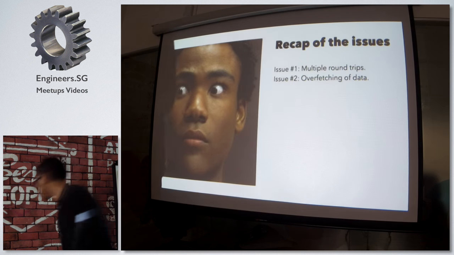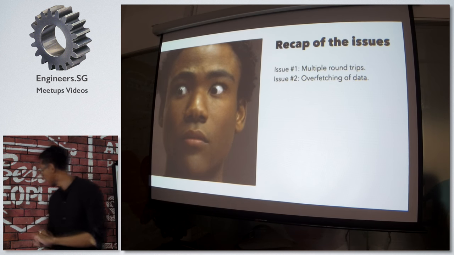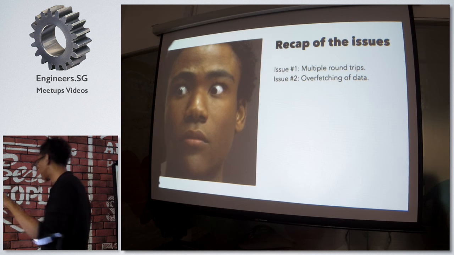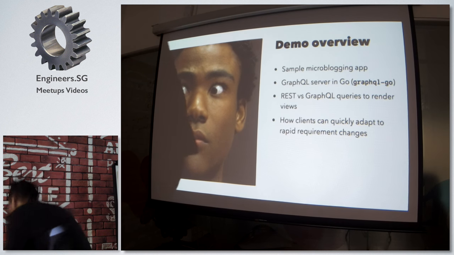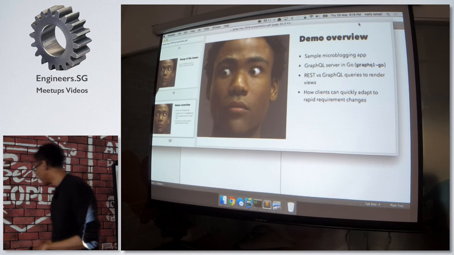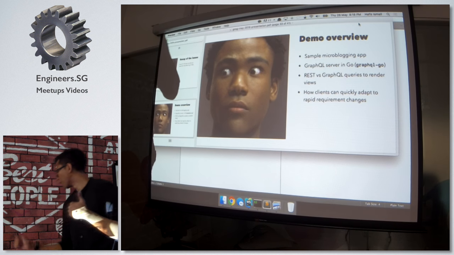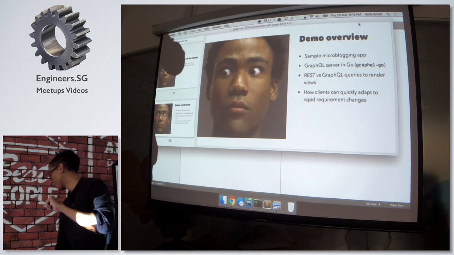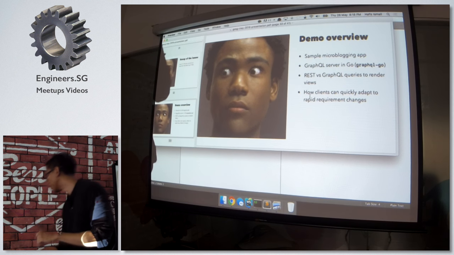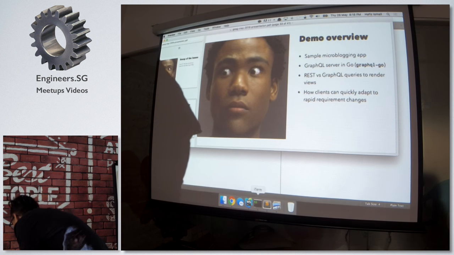It's kind of easy, and then I'm going to show a quick video. But first, let me recap the two issues that GraphQL addresses, which are multiple round trips and overfetching of data. So just keep that in mind. And so the demo, right? First, I'm going to show a simple app, similar to what I showed now, a quick GraphQL server in Go, with some queries to show the difference between REST versus GraphQL queries, and probably by the time you see how clients can quickly adapt to changes in requirements.